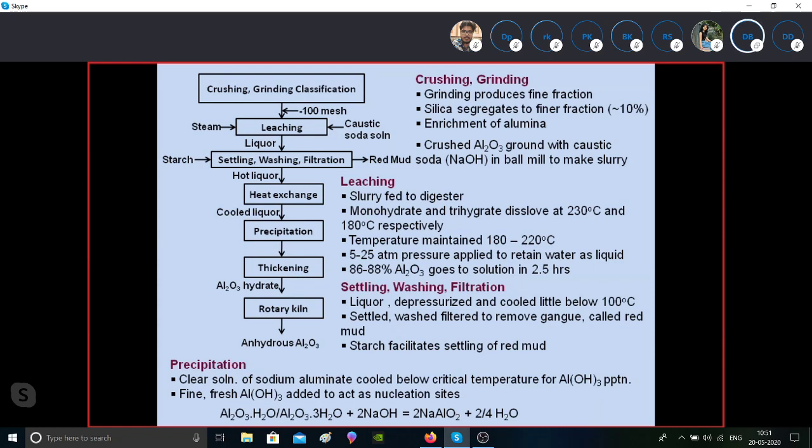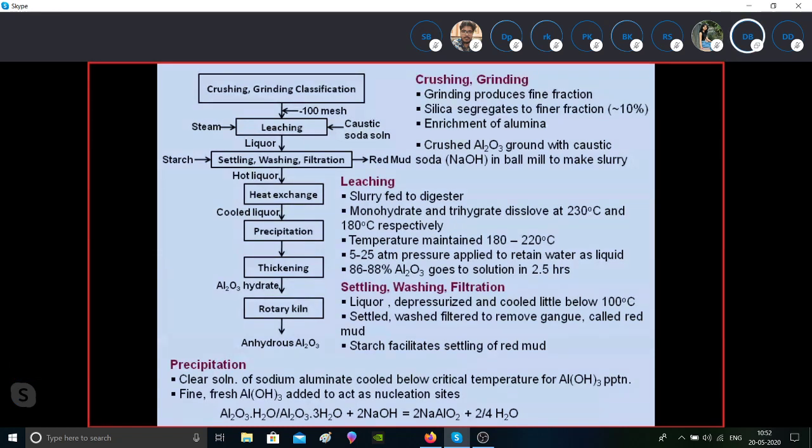This is a part of hydromet standard operation. This is not very critical. What is critical is that the temperature has to be maintained very near to the boiling point of water. I will come to this. But for the time being, take this information that the temperature in the settling, washing, filtration stage is maintained as close as possible to the boiling point of water.